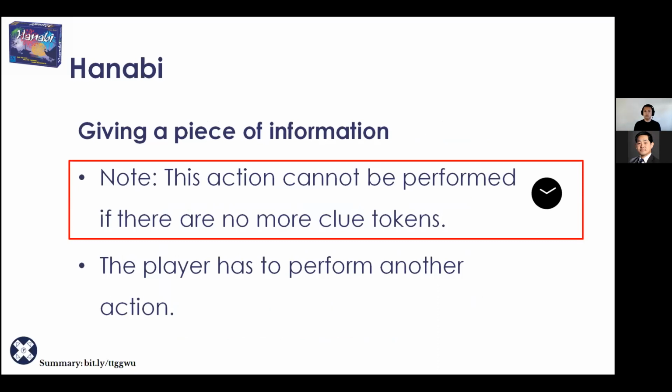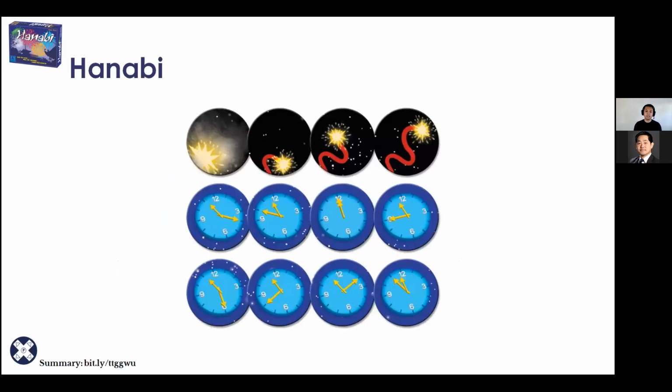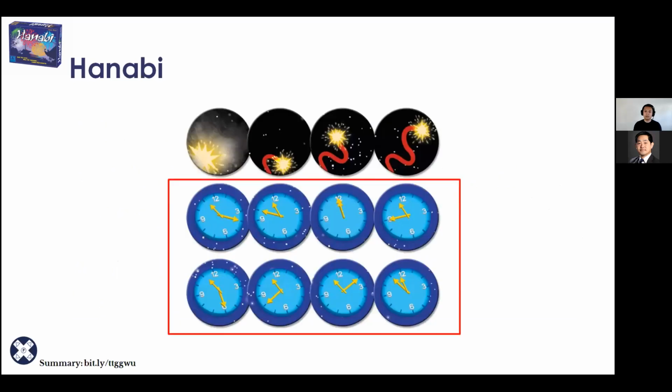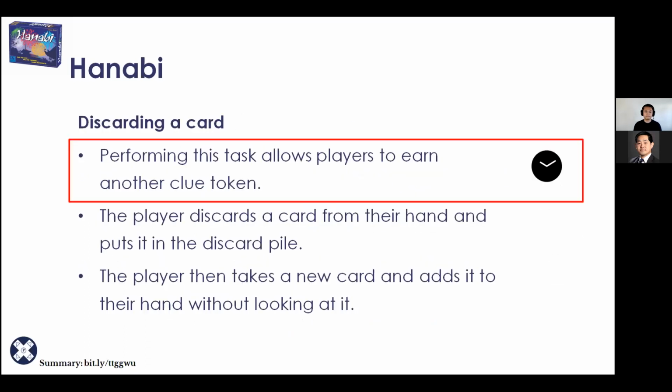Once all of those clue tokens are used up, you cannot give out any more information. Then that player needs to perform a different action. So these again are the clue tokens here. Once those are all used up, you cannot give any more clues to other teammates. So how do you get those clue tokens back? There's a couple different ways.